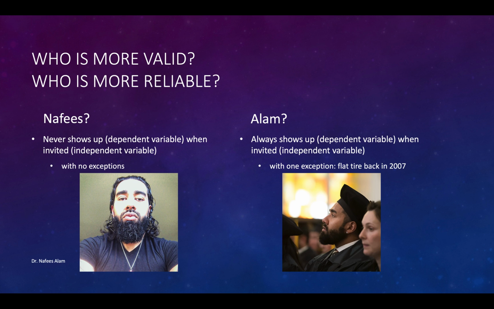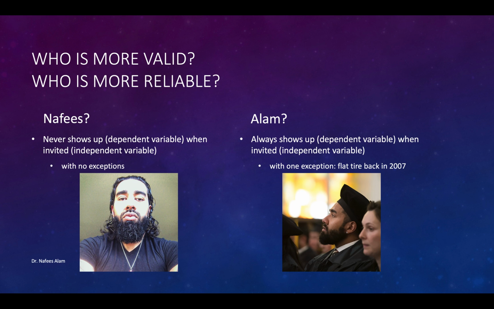So we see here in this example that Nafees is not valid and Alam is indeed valid because you get the expected dependent variable response. Nafees doesn't show up, that's not what you expect, that's not what you think should happen. And Alam always shows up, that's what you expect, that's what you want to happen.